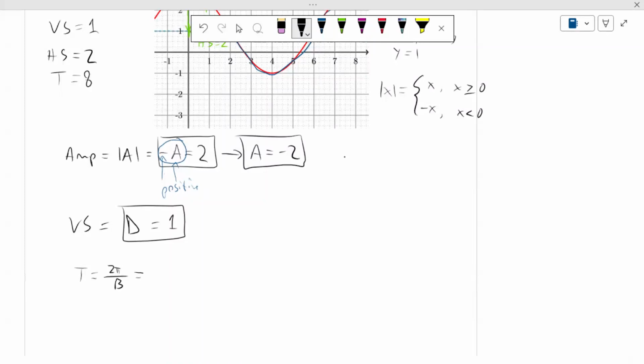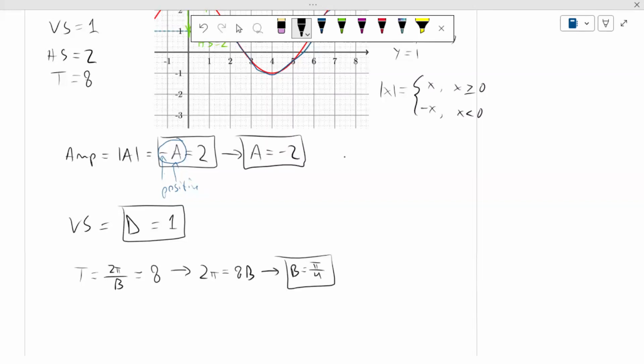But we also just looked at the graph and saw that the period was equal to 8. So I have that 2 pi divided by b is equal to 8. We've got to solve for b, which requires a little bit of algebra. We could multiply by b on both sides, and we get 2 pi is equal to 8b. Then we divide by 8 on both sides, and we get that b is equal to 2 pi over 8, which is just pi over 4 after simplifying.